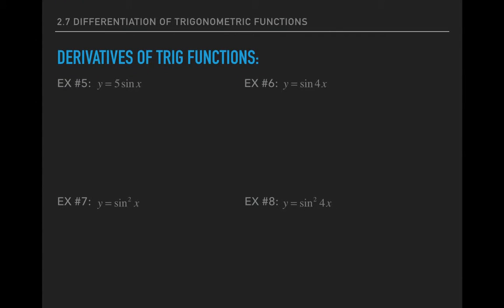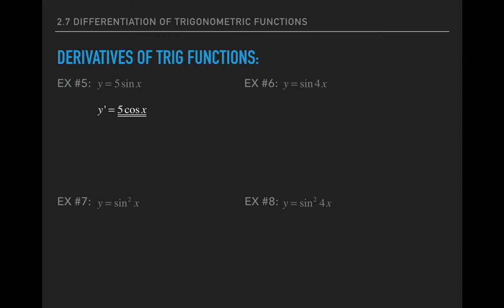Now let's try some examples using all the previous rules as well as these trig rules. 5 times sine x is really just 5 times the derivative of sine, because you're using the product rule when you multiply a number times a function. It's just that number times the derivative of that function.